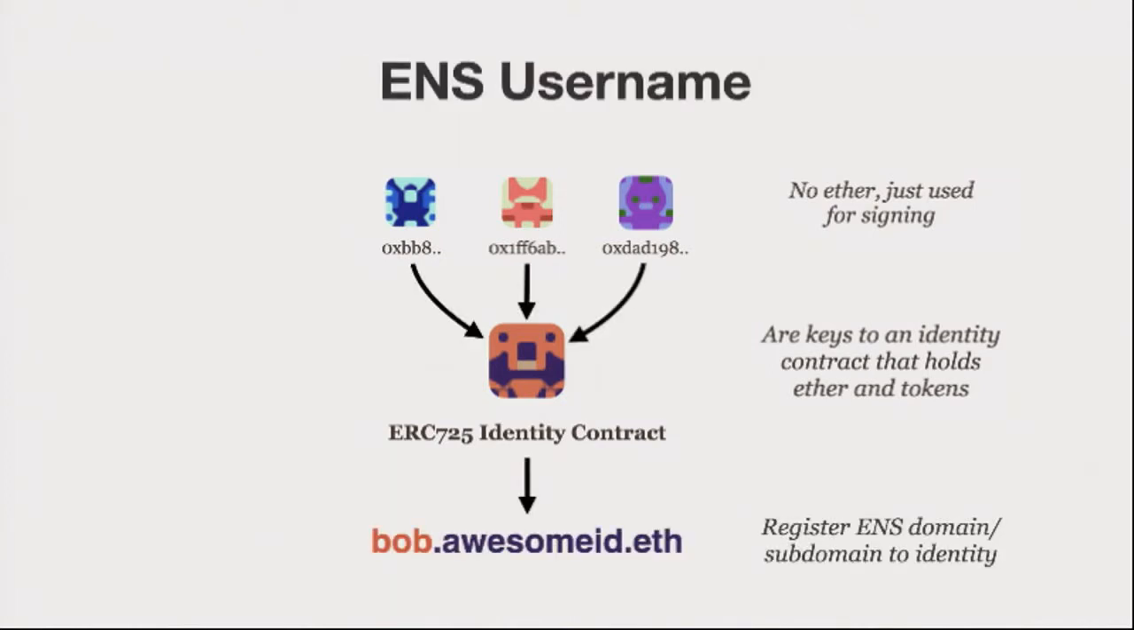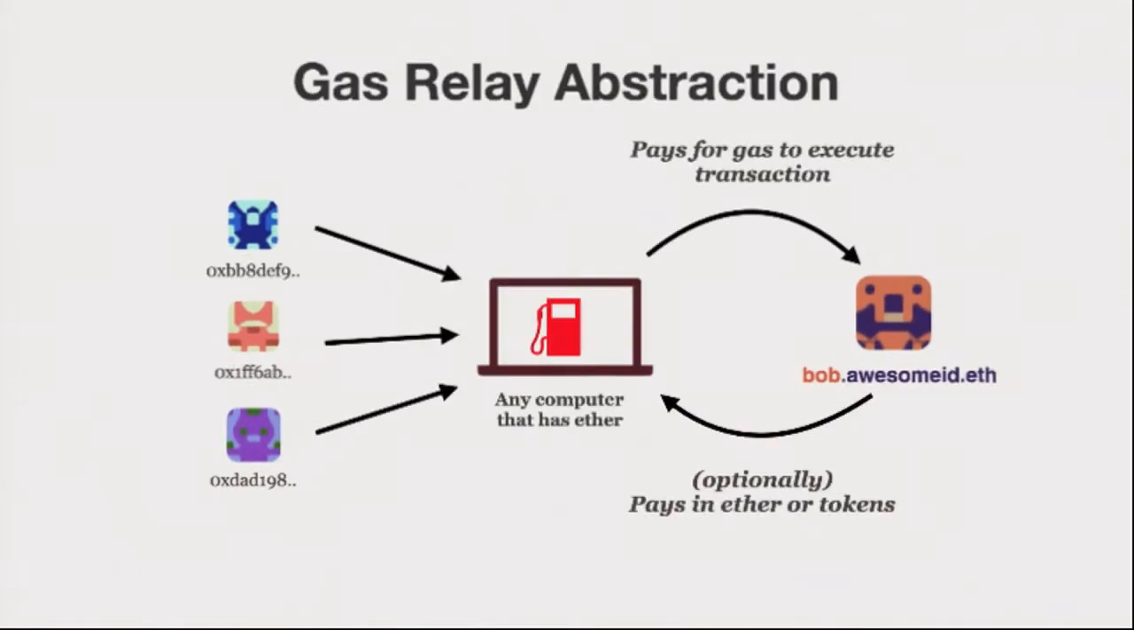And since you already have an identity contract, also create a subdomain for your users. Whenever you're onboarding users, create an identity contract for them and then attach an ENS username to it. That will make it easier for them to identify themselves, because they don't need to think about their address, just their name. And then here's an interesting trick.